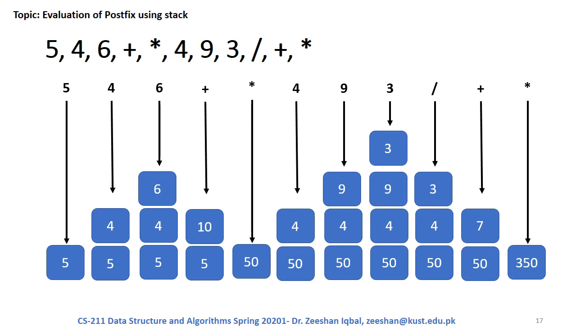In the last, we can see that there is an asterisk or multiplication operator, so we will take the last two operands from the stack, that is 7 and 50, and apply the asterisk operator on them. So 50 multiplied by 7 becomes 350. So 350 is the final answer which we will get from scanning.